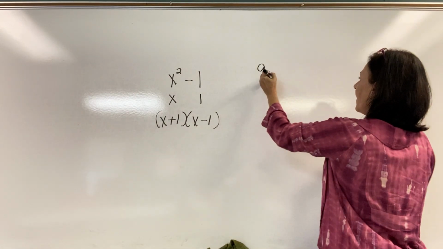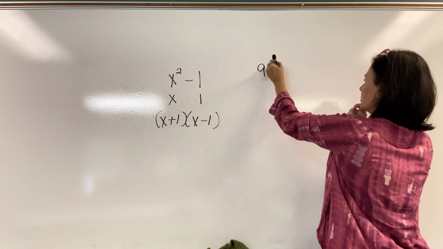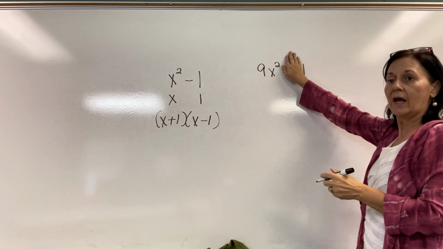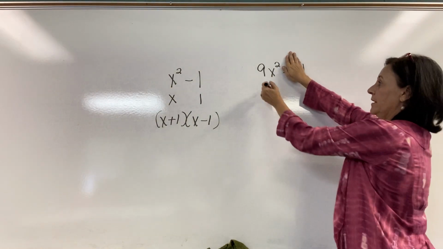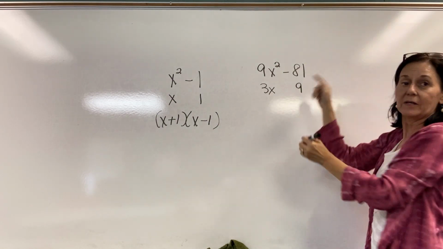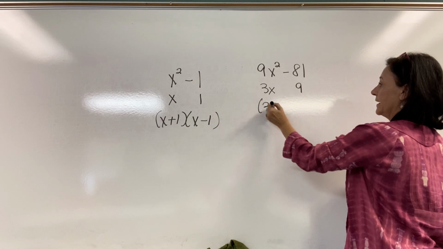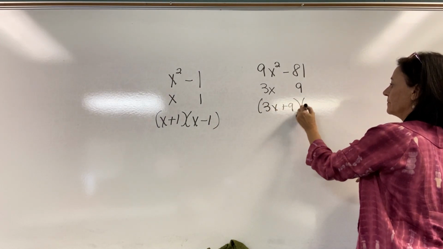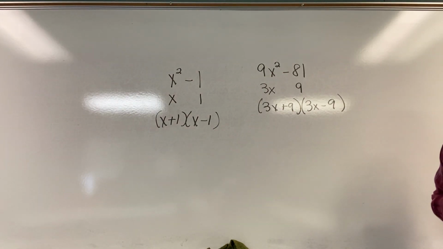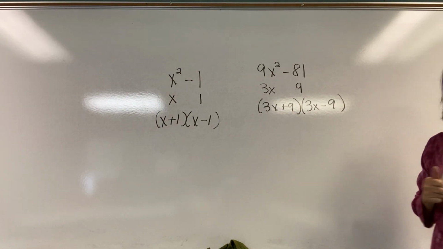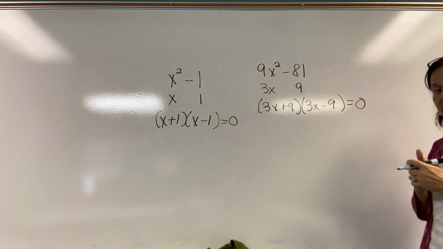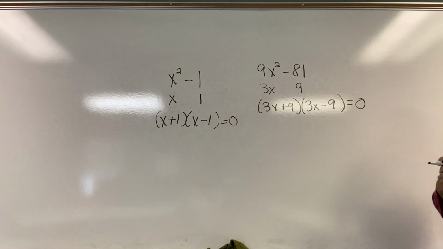All right, so if I have 9x squared minus 81, what's the square root of 9x squared? 3x. What's the square root of 81? 9. It's going to be plus and minus those terms. 3x plus 9 times 3x minus 9. Okay, we're not merely factoring. We're solving these, so they're going to be set equal to 0. We'll work these two, and then I'm going to work a harder one.